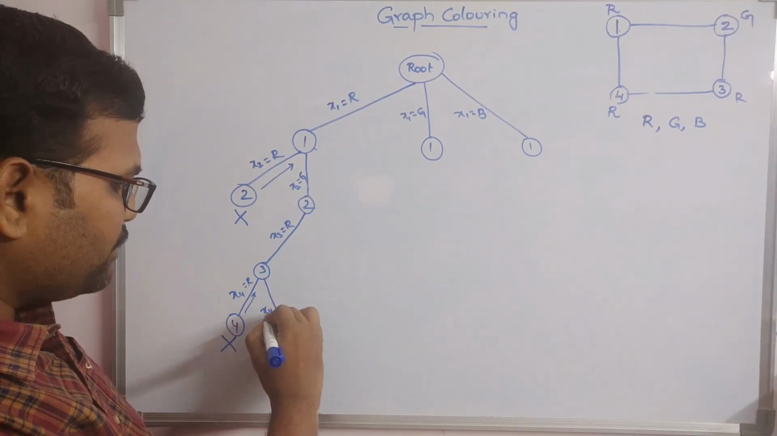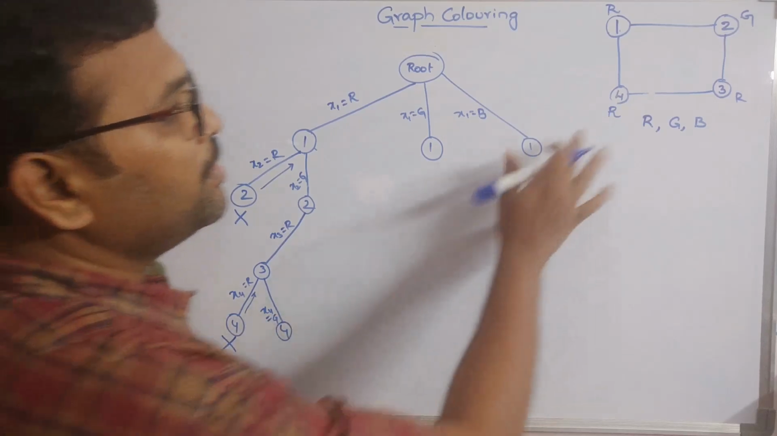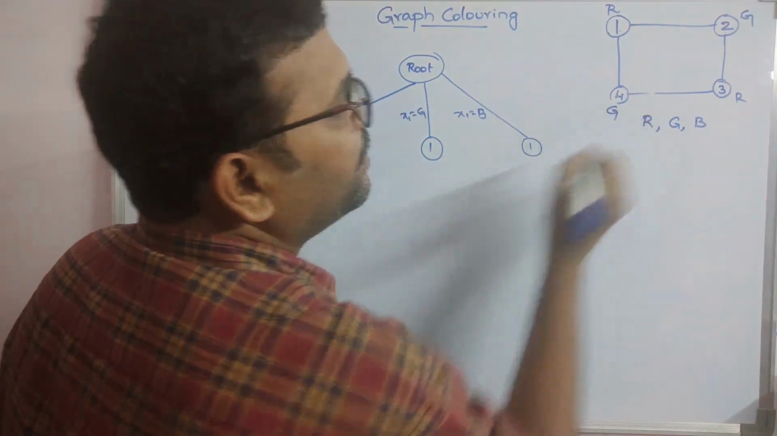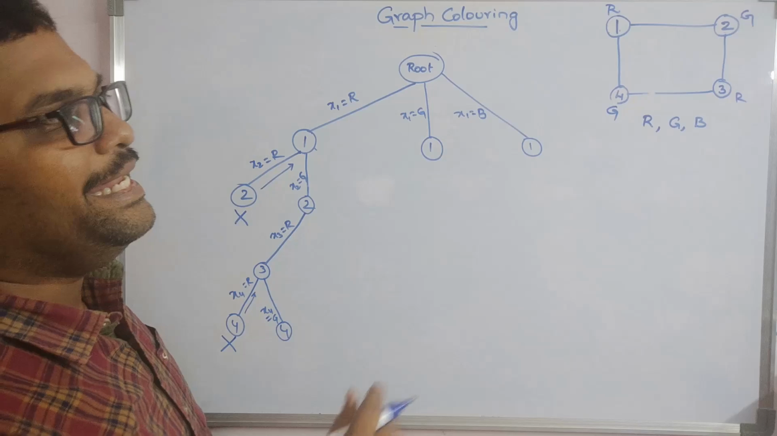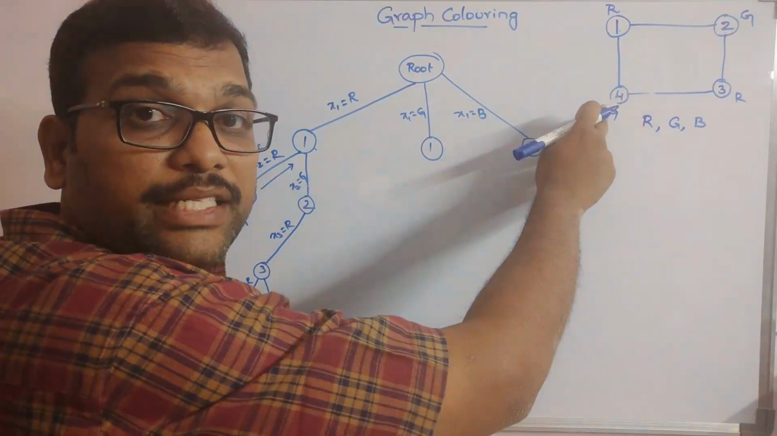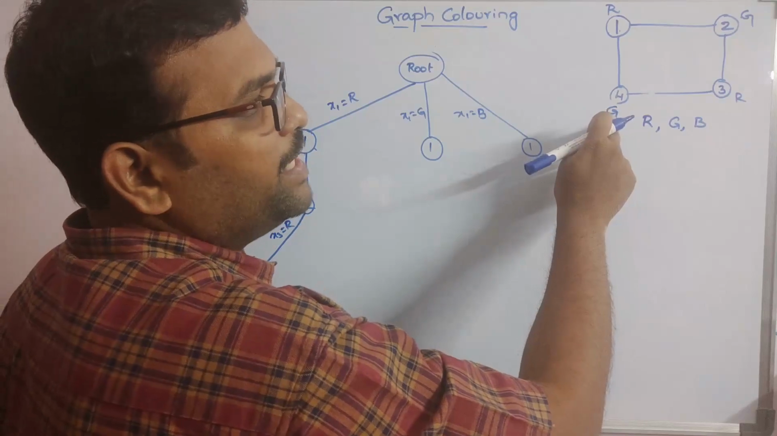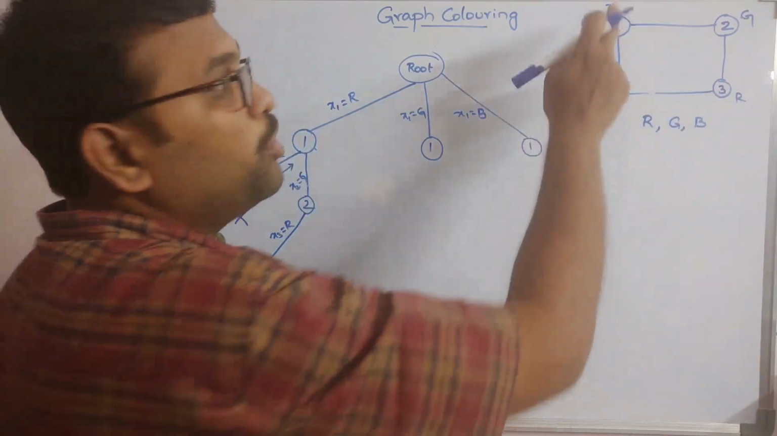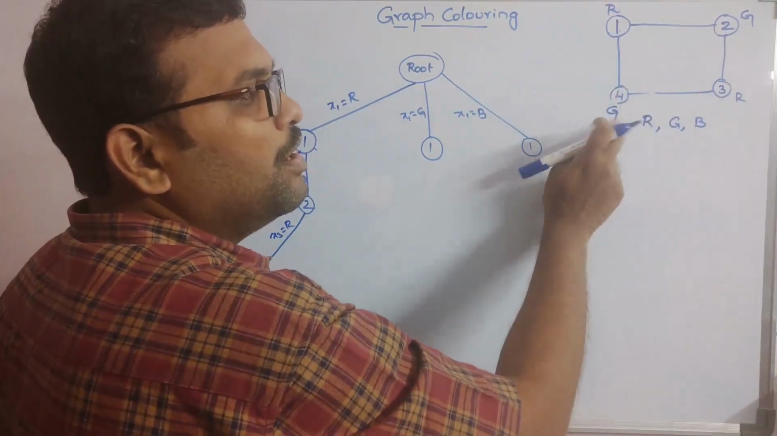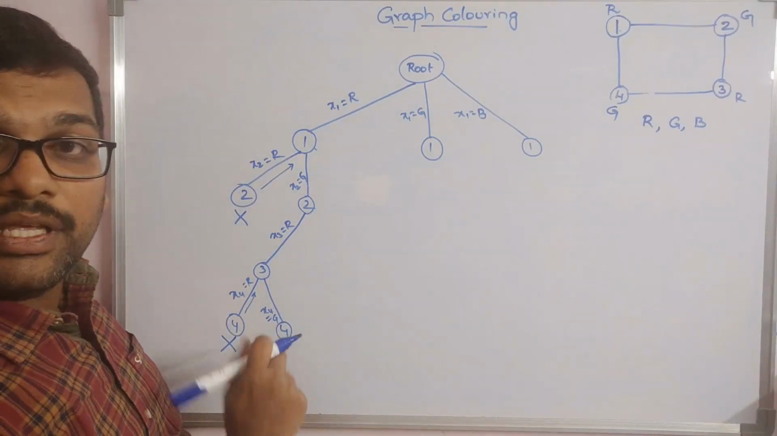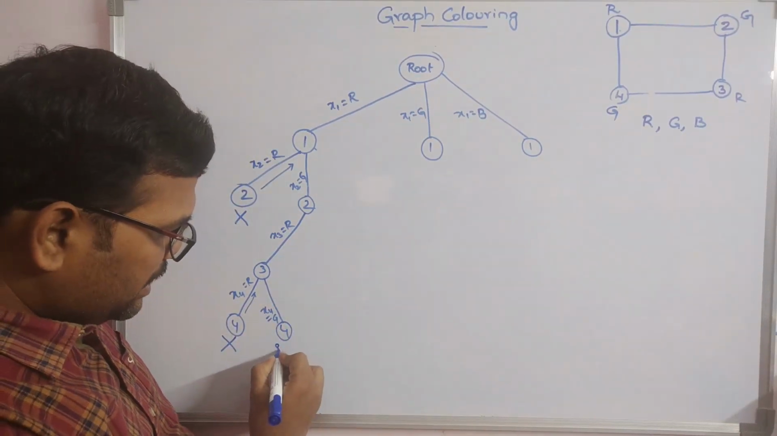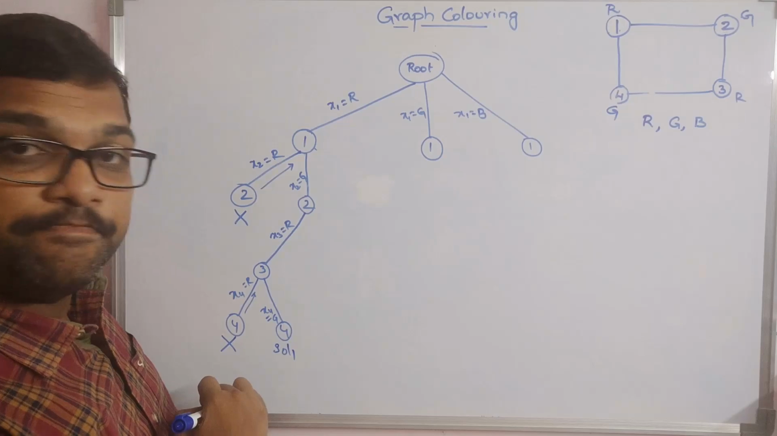That is, if x4 is filled with green. Is it possible? Yes. So 4 has the adjacent nodes 1 and 3. So the fourth region has the adjacent regions 1 and 3, both filled with R. So 4 is filled with green. Yes, it's possible. So this will be one solution.